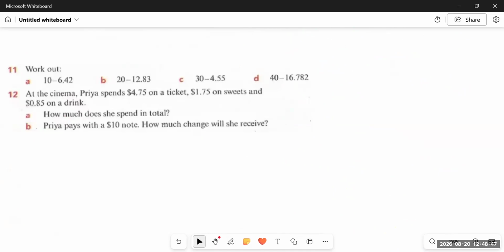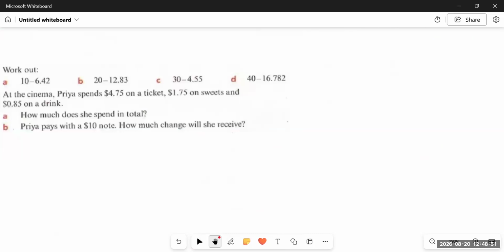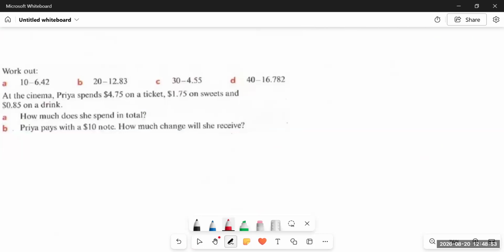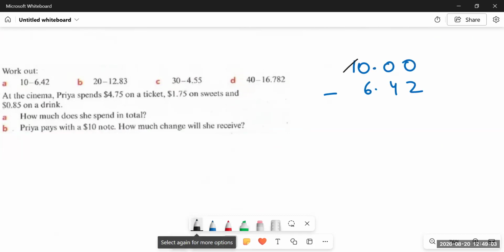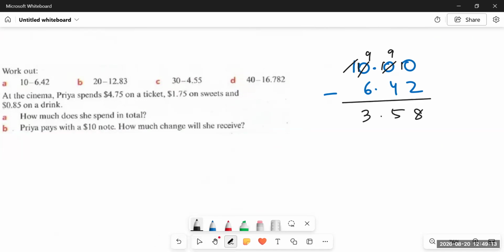So students, let's do two questions using Marcus's method and two using Arun's method. So here we are having 10 minus 6.42. We have two decimal places. Let's put two zeros here. Then we'll borrow. So it will become 9. This will also become 9 and this will become 10. 10 minus 2 is 8. 9 minus 4, 5. 9 minus 6, 3. So the answer will be 3.58.